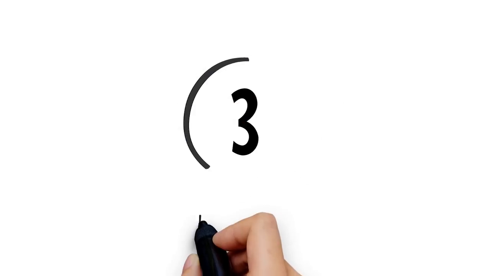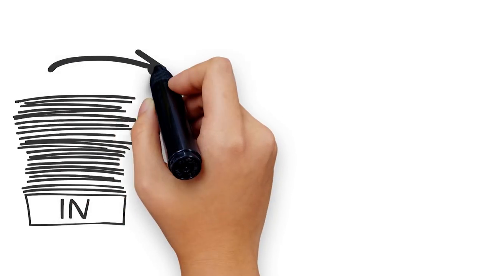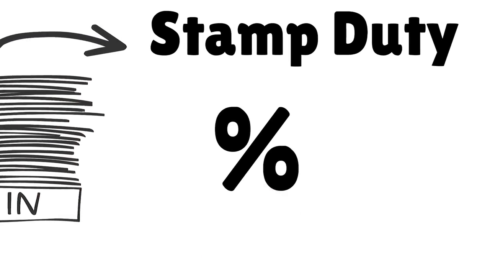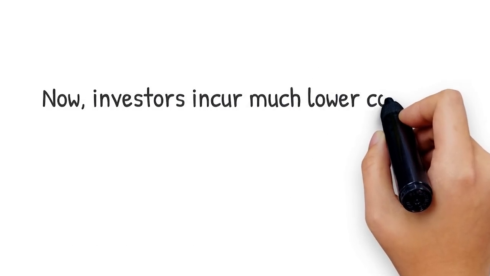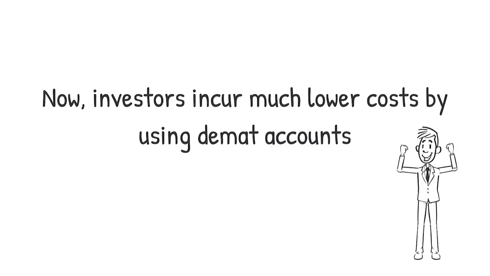Number 3. Lower cost. When physical share certificates were used, stamp duty was one of the major costs that investors had to bear. Now investors incur much lower cost by using Demat accounts.